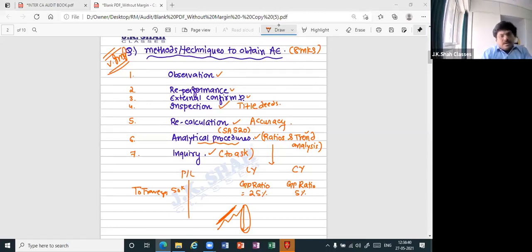Next is recalculation. Why do you recalculate again what is already calculated? Correct. In order to check the accuracy, whether what management has calculated is accurate or not. Next is analytical procedures. Simple example, ratios and trend analysis. If there is something unusual, you'll have to inquire, you'll have to check further. Why? To get information, whether it is due to normal business practices or any fraudulent activities. And lastly, inquiry. What is inquiry? Inquiry is basically to ask for information.